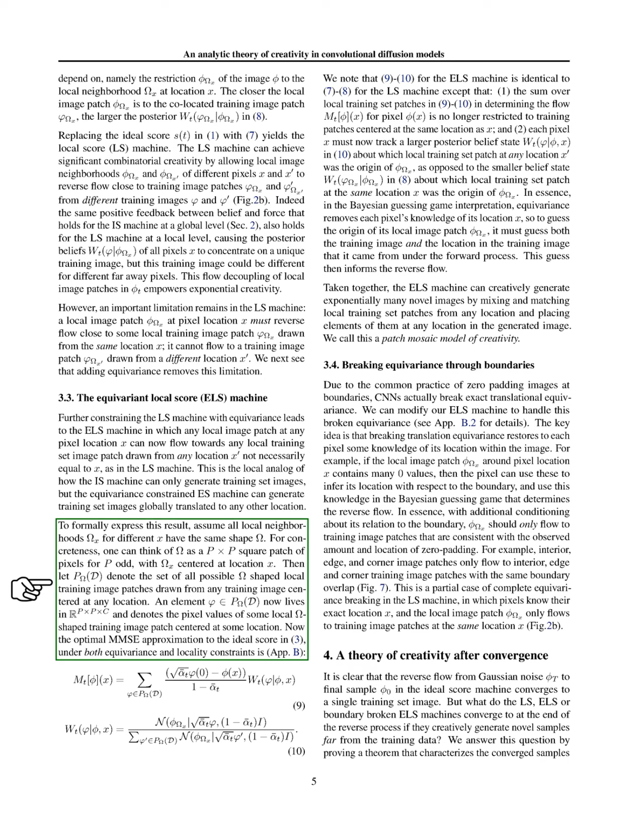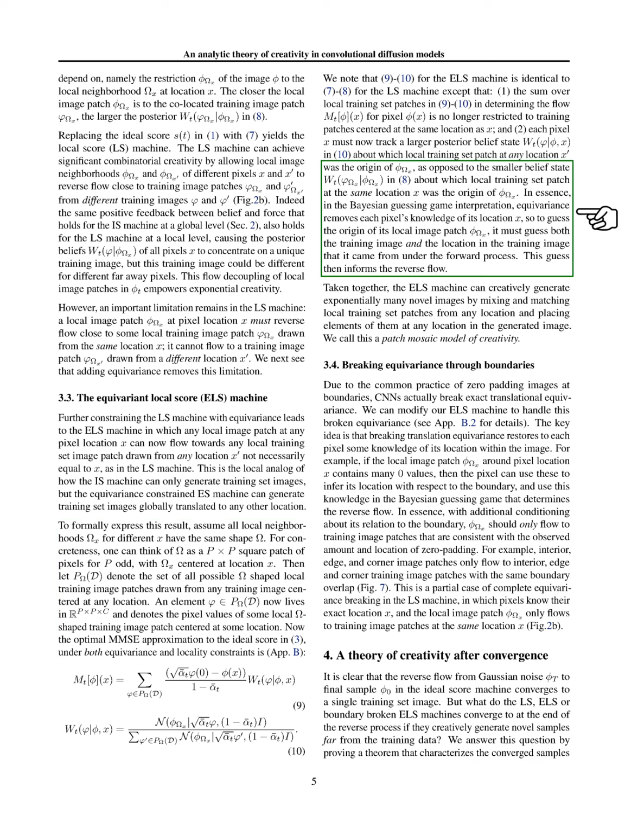Each pixel must track a larger belief state regarding which local training patch, from any location, originated from its local image patch. Essentially, this means that each pixel loses specific knowledge of its location and must guess both the training image and its location within that image. Overall, the ELSE machine enables us to creatively generate a vast number of novel images by combining local training patches from various locations and placing them anywhere in the generated image. We refer to this approach as a patch mosaic model of creativity.